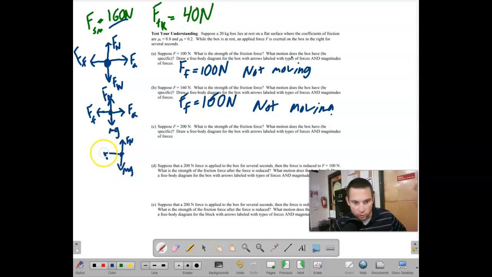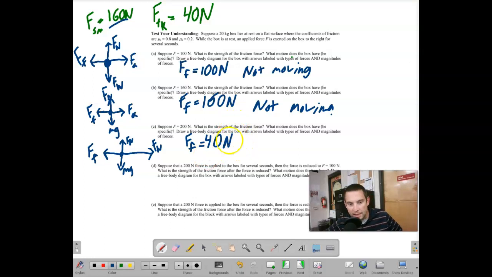Now our frictional force, at most, is going to be 160 newtons. Meanwhile, our applied force is going to be longer at 200 newtons. So, what is the strength of our frictional force? In this case, it's going to be 40 newtons.